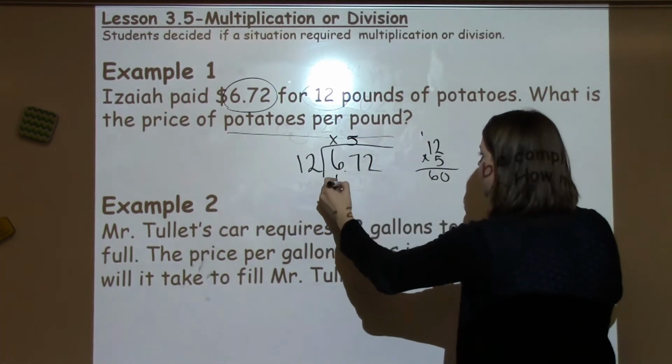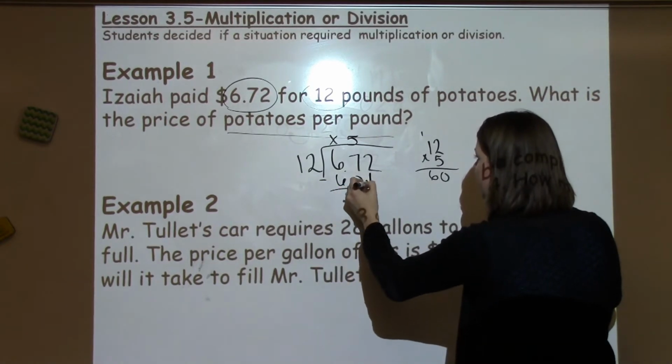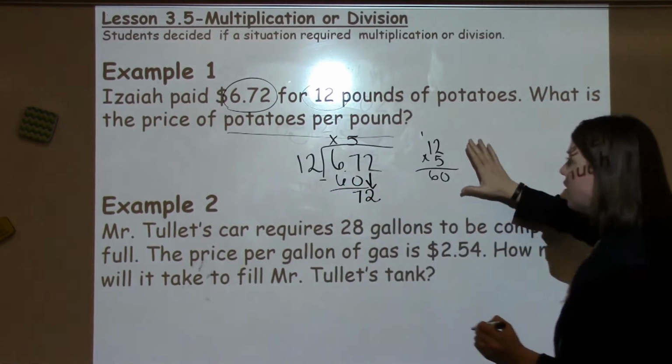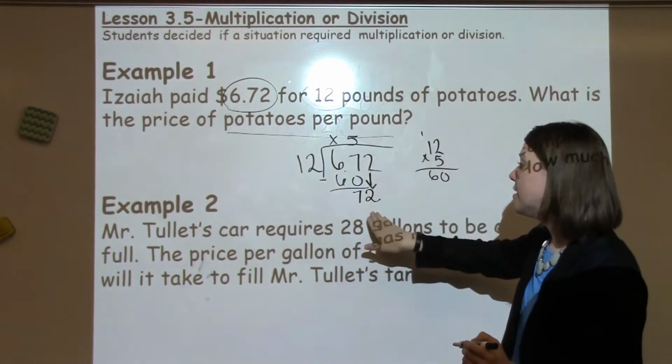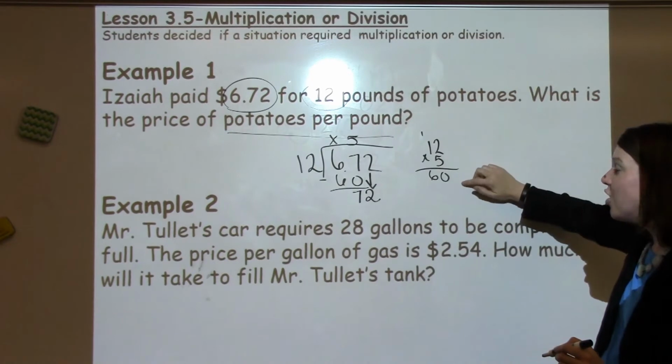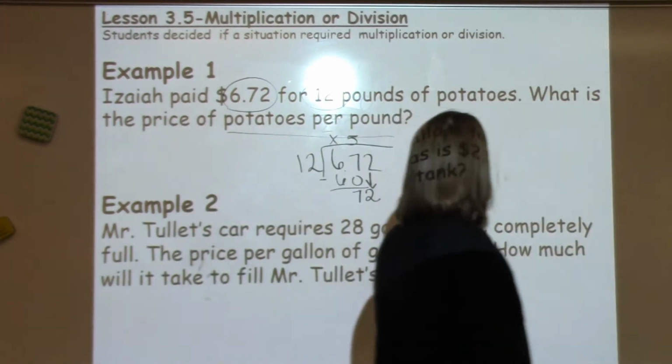So I'm going to use 5. 5 times 12 is 60. When I subtract, I have 7 left. I need to bring down my 2. Notice I left my work over here, so it'll be a good reference for this next problem. Can 12 go into 72? I know it can. I know it's going to go in more than 5 because 12 times 5 is 60. I need to figure out what 12 times 6 is.